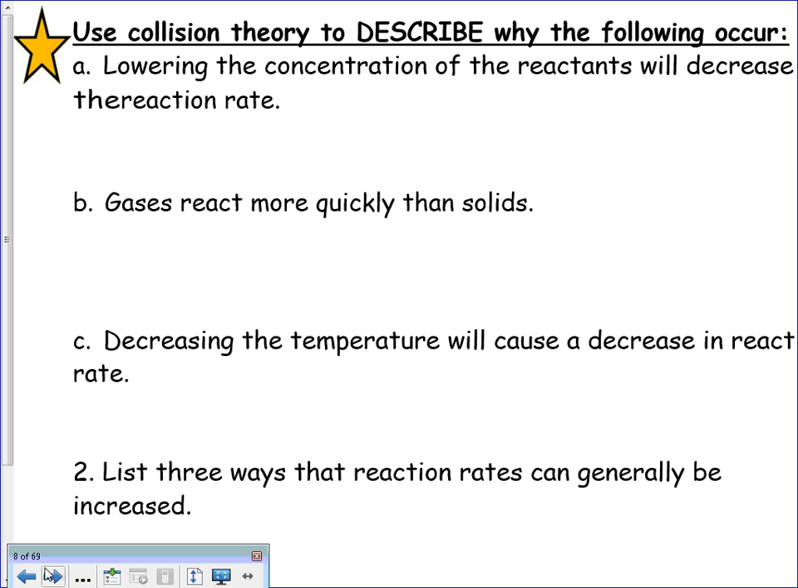Gases react more quickly than solids as well. You are writing down descriptors. Gases move quicker than solids, with more energy, higher pressure. Energy of motion. Gases have higher kinetic energy, which means there are more collisions in the reactor with gases. And then solids.